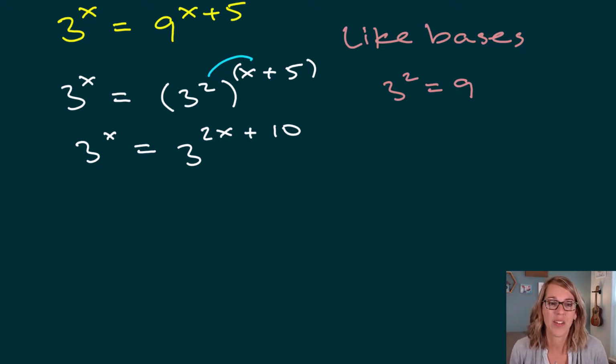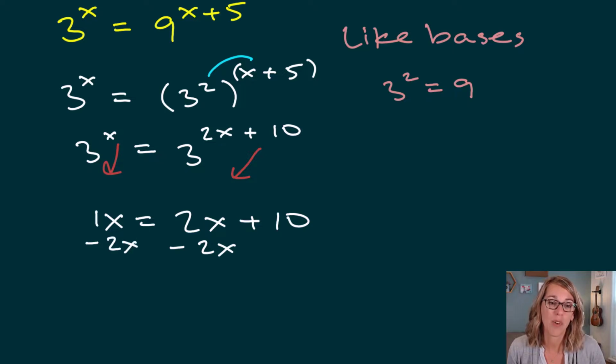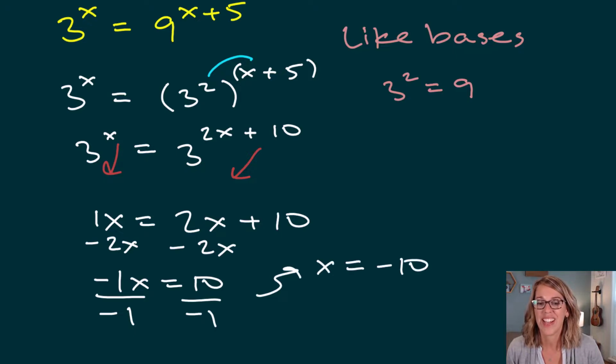So now I can just go ahead and bring down both of these powers and say, you know what, they need to be equal as well. So x is equal to 2x plus 10. Let's go ahead and solve this. So I'm going to subtract that 2x from both sides. That would be a 1x, so 1x minus 2x is negative 1x is equal to 10. Divide both sides by a negative 1, or just swap your signs around, and x is equal to negative 10, a really nice quick way to go.